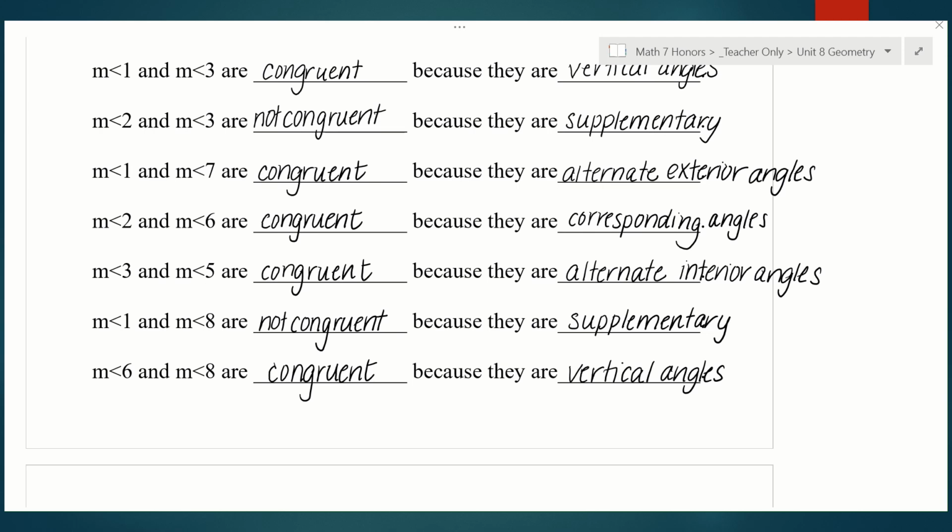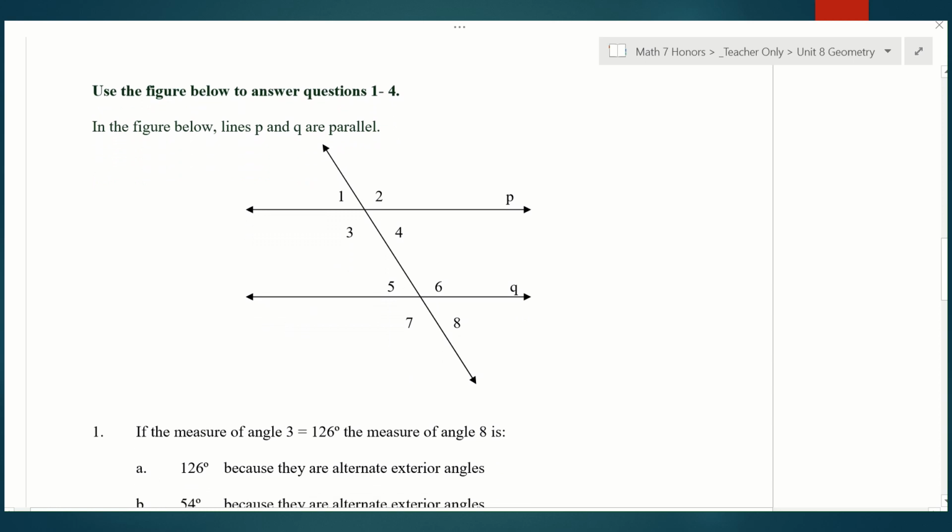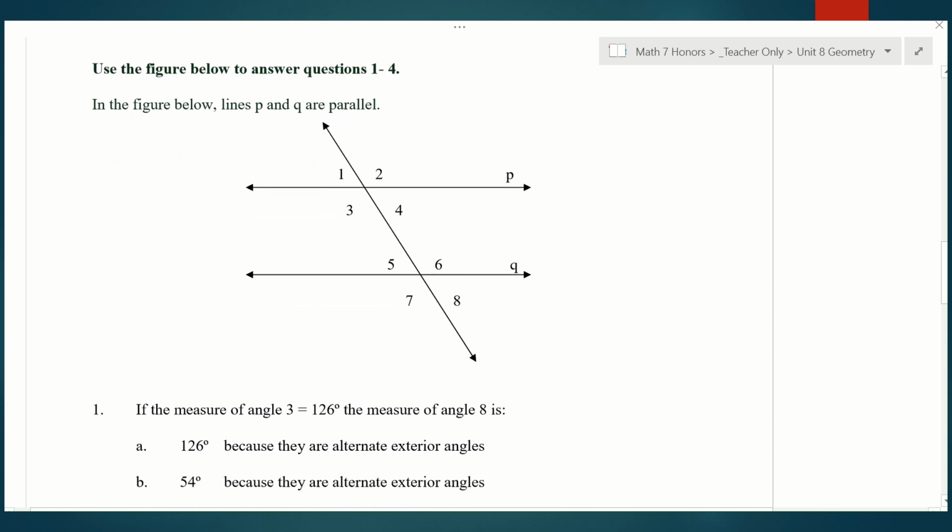So let's do some practice with this. Let's turn the page. We are looking at this new diagram, and it says in the figure below, lines P and Q are parallel. They tell you that because it's important that you know they're parallel. If they weren't parallel, these angle relationships would not exist. It's a very specific type of picture that this works for.